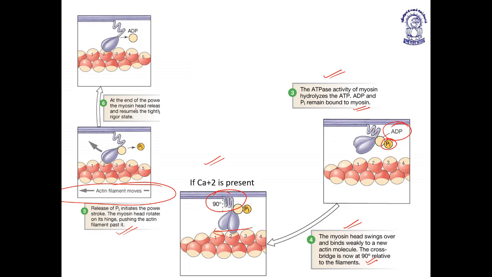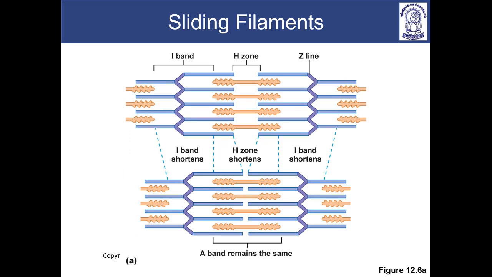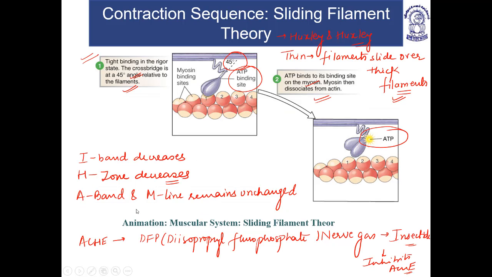At the end of the power stroke, the myosin head releases and resumes the tight rigor state, and the same cycle repeats. So this is the sliding filament theory, given by Huxley and Huxley to explain the contraction of skeletal muscles. The A band and M line remain unchanged, while the H zone and I band decrease.